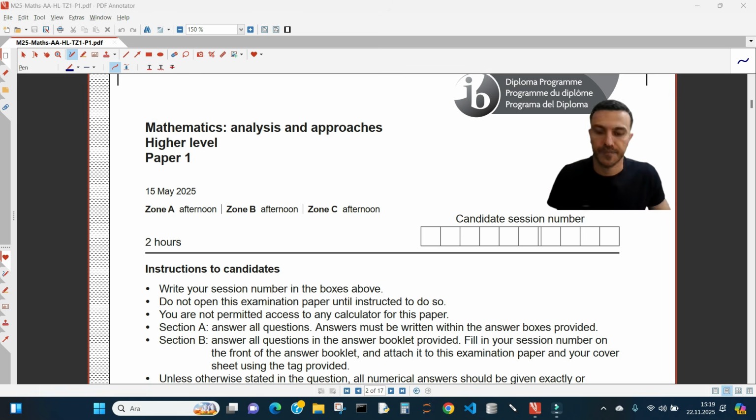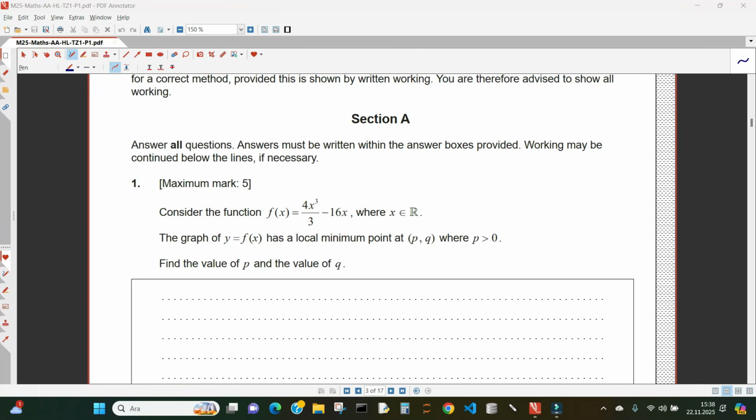Yeah, let's start. The first question is: consider the function f of x equals 4 times x cubed over 3 minus 16 times x, where x is a real number. The graph of y equals f of x has a local minimum point at p, q, where p is greater than 0. Find the value of p and the value of q. So it's asking for the minimum point.